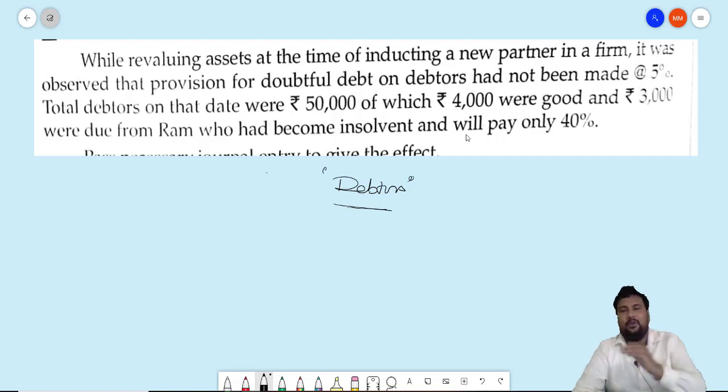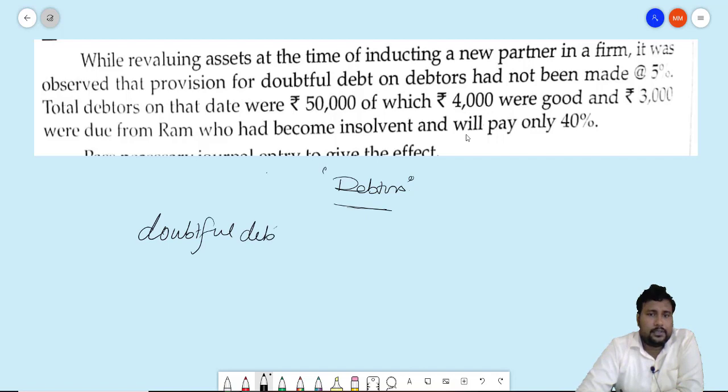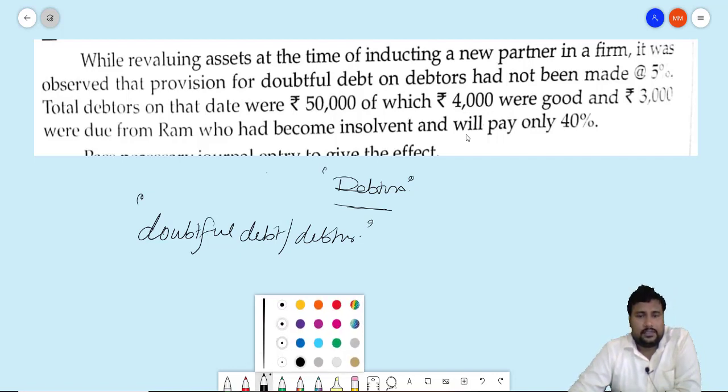Chalo, the meaning of debtors is very good. Who gave the right answer? Debtors is very simple. Generally, the person from whom we have to receive money is known as a debtor. Now, debtors are of three types. And one word we have heard a number of times is doubtful debts, the doubtful debtors. Who are doubtful debtors?